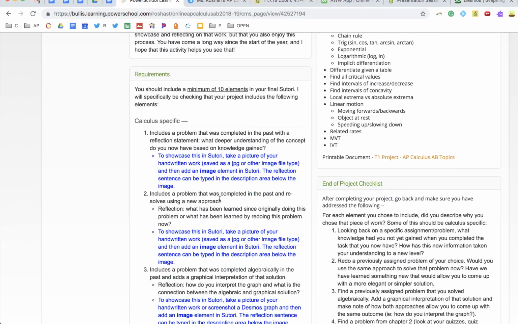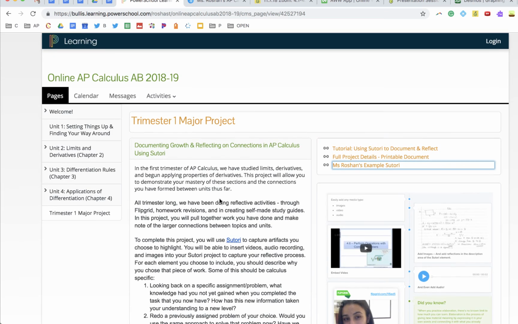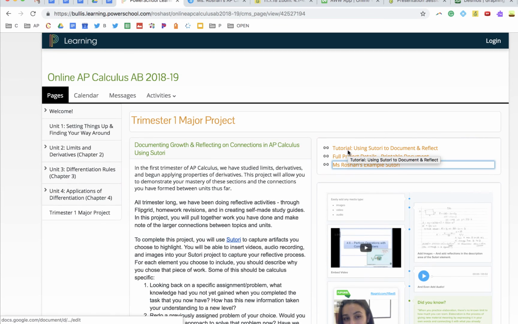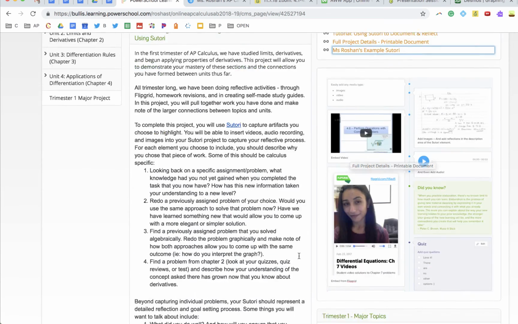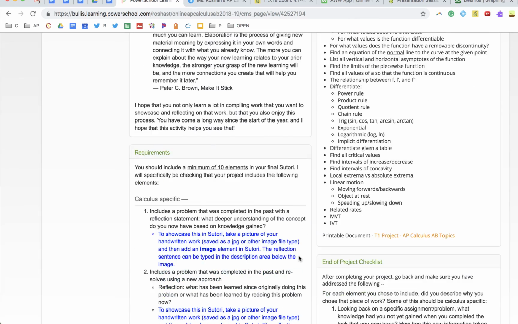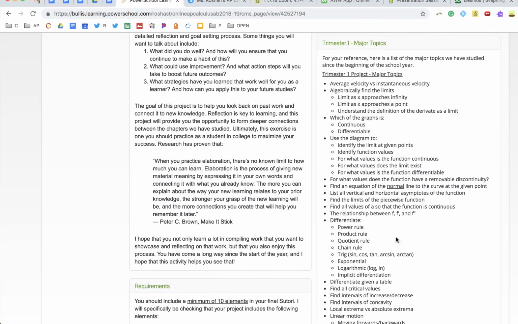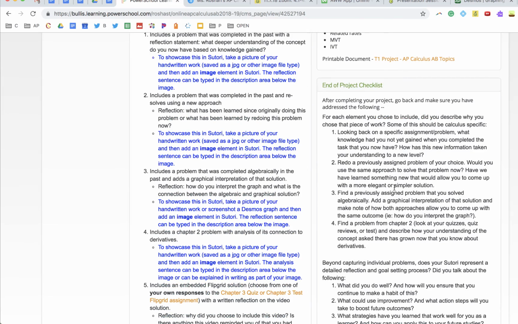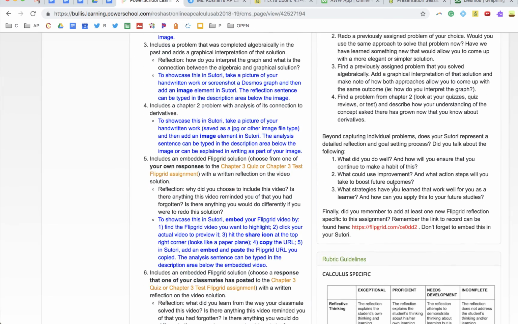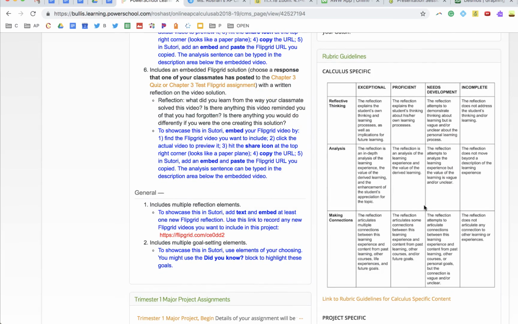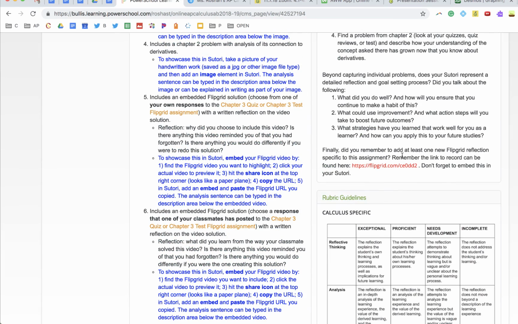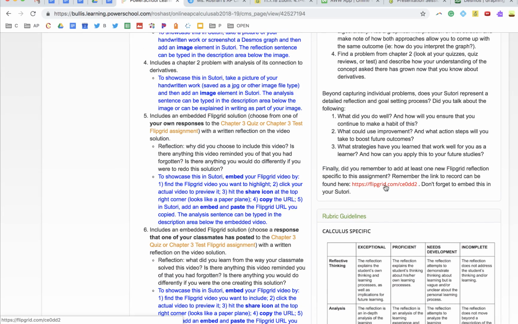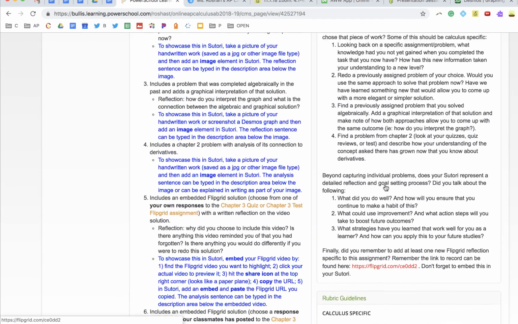There are 10 artifacts that you have to have in here. You need to just read through this whole entire thing. You need to look through the tutorial, look through all the project details, and then I also give you a list of the topics we've done just as a reminder in case that's helpful to figure out what problems you want to do. There's an end of project checklist to make sure that you're doing everything you need to do, and then there's a rubric right here. Make sure that you are adding a flip grid. That's part of your assignment, and you can just add it to this flip grid that is embedded right here.